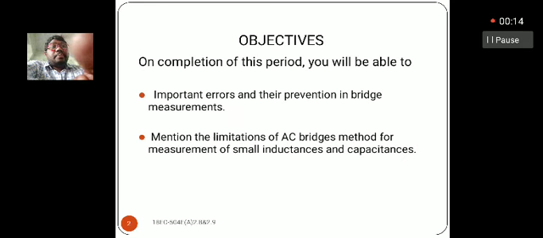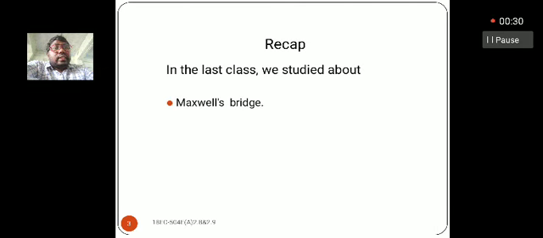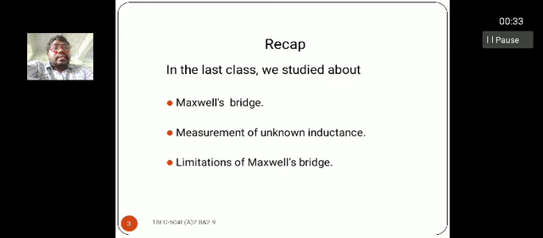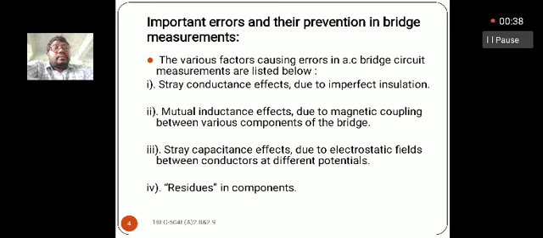On the completion of this period, we will be able to know the important errors and their prevention in the bridge measurements, mention the limitations of AC bridges, and the methods for measurement of small inductances and capacitances. In the previous class, we already studied the Maxwell's bridge, measurement of the unknown inductance and limitations of the Maxwell's bridge. Here are the important errors and their prevention in the bridge measurements. The various factors causing errors in AC bridge circuit measurements are listed below.